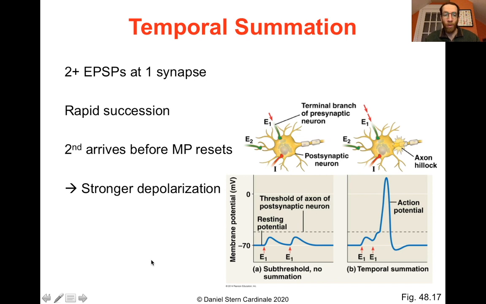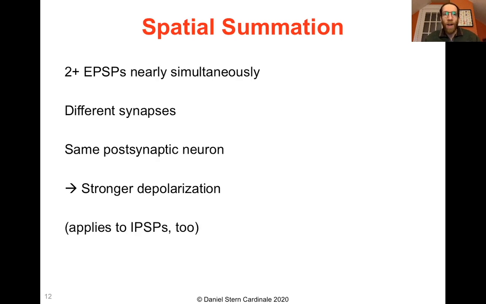That's temporal summation. The second type of summation is called spatial summation. This involves two different axon terminals receiving signals at the same time, and those signals are going to overlap with each other. So we're dealing with different synapses associated with the same postsynaptic cell. If each of those synapses receives an EPSP simultaneously, that's going to lead to a stronger depolarization. And this also applies to IPSPs.